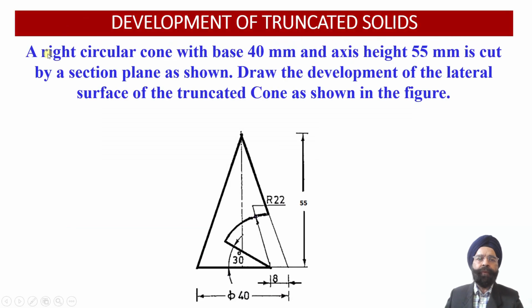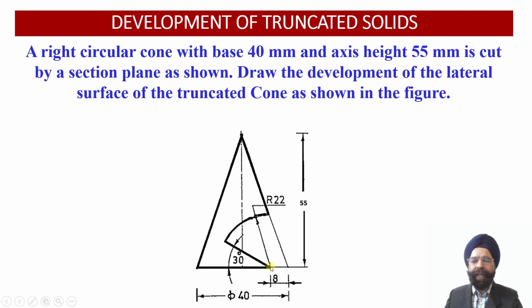Now here we have been provided with a right circular cone with base 40 millimeter and axis height 55 millimeter. Now this right circular cone has been cut by a section plane as it is shown in the figure below. So we can check 8 millimeter from the right hand side corner. So we are going to draw the starting point of an arc over here.